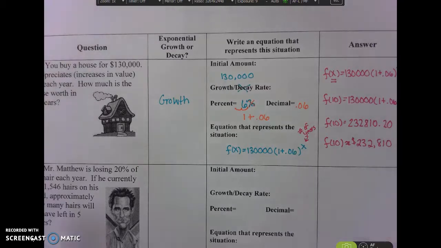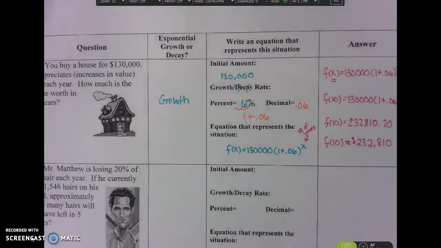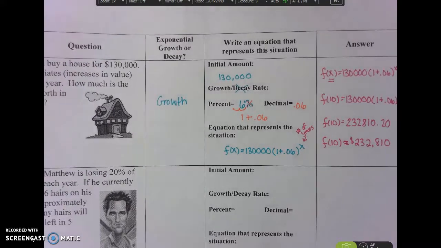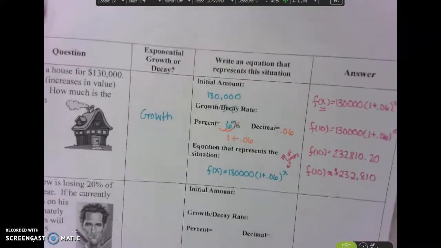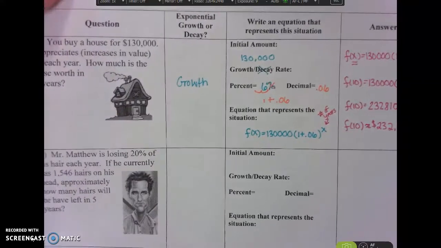All right, so again, if you get the idea, you're welcome to go on, pause the video, and just check your answers. If you want to listen to the other explanations, by all means, feel free to do so. But this is exactly what your classwork's going to look like and what your homework's going to look like.